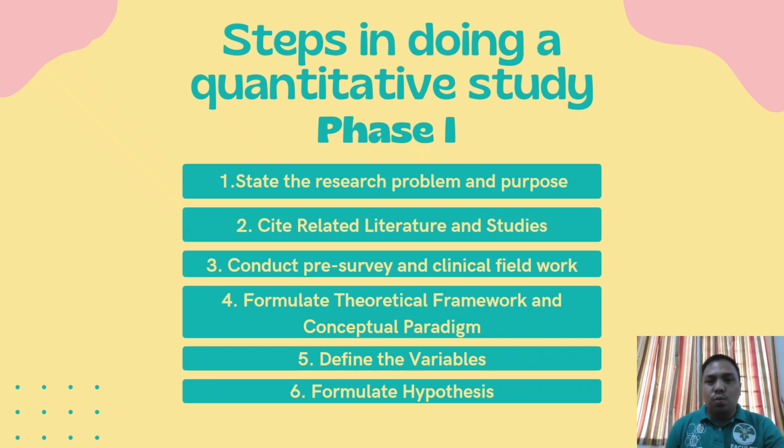These are the steps in doing a quantitative study. We have phase one. In phase one, we have six steps. The first phase in conducting a quantitative study involves the careful planning and development of the study foundations. It begins with stating the research problem and purpose, which clearly identifies what the study aims to investigate and why it is important. Next, the researcher reviews the related literature and studies to understand existing knowledge, identify the research gaps, and strengthen the study's rationale.